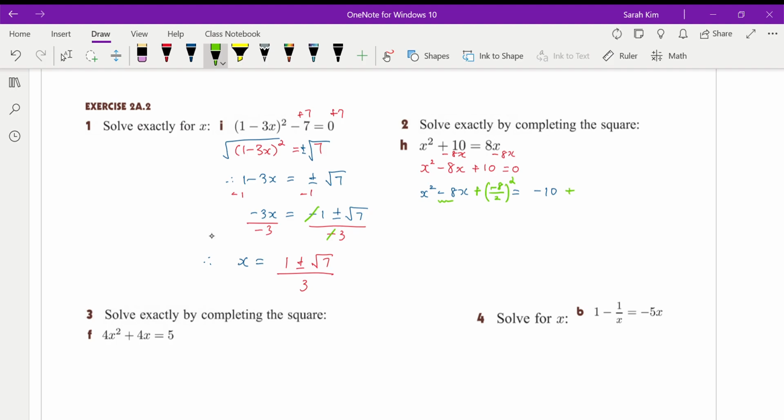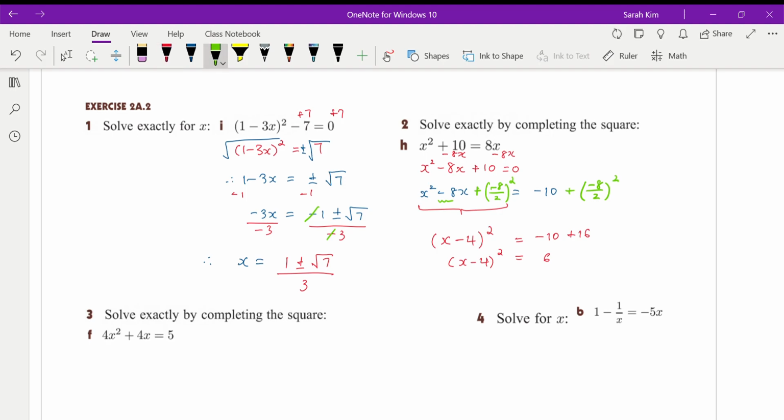And we do that to both sides. There we go. And then this perfect square simplifies down to x minus 8 divided by 2, which is minus 4, so that is my perfect square. And then the right hand side would be minus 4 squared, so 16. Minus 10 plus 16 is 6. So this is what I have so far.